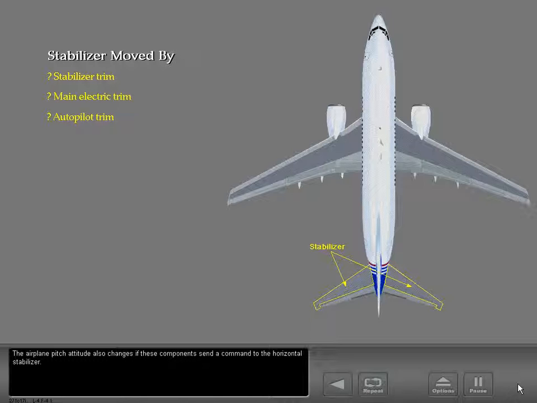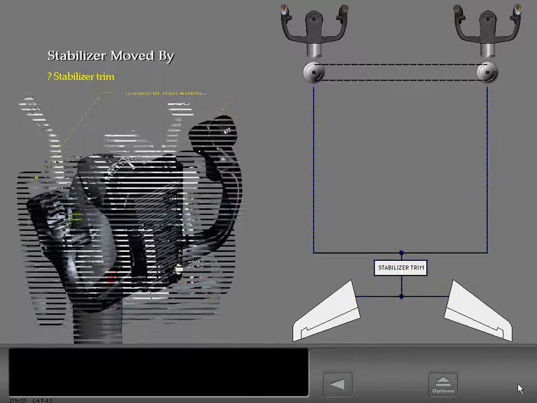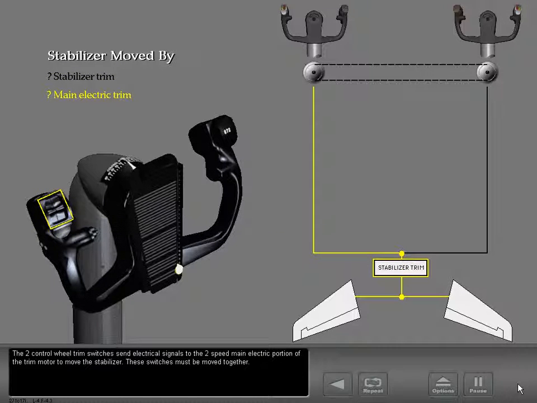The airplane pitch attitude also changes if these components send a command to the horizontal stabilizer. Cables transmit manual commands from the pilot's stabilizer trim wheels to the stabilizer. The two control wheel trim switches send electrical signals to the two-speed main electric portion of the trim motor to move the stabilizer. These switches must be moved together.